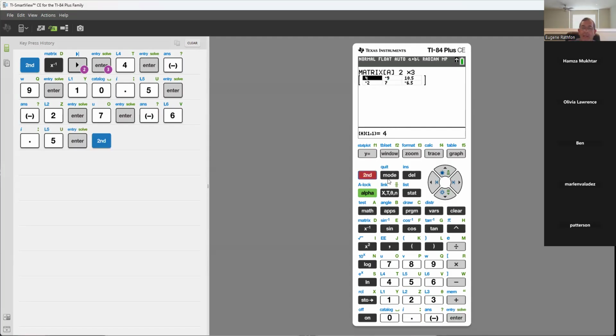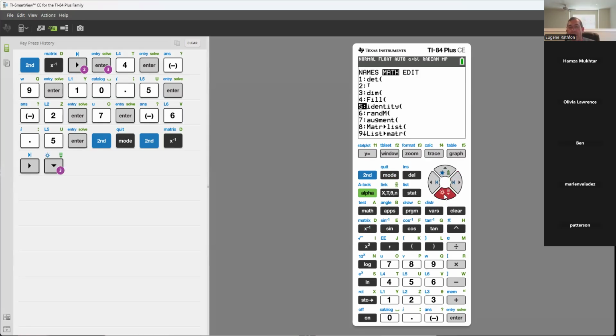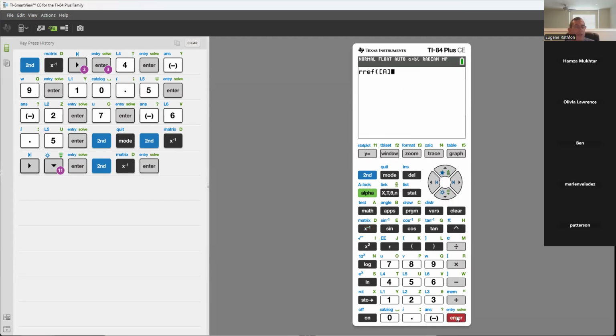So all the numbers are in. So quit the screen, second mode. Now we got to go get the RREF. So second, x negative 1, arrow to math. And then you just had to arrow down to, what was it, B? B for RREF, enter. And y'all go get the matrix. Second, x negative 1. So to do these, you're basically hitting that second x negative 1 3 times, okay? All right, enter on that, and then enter for our answer. And y'all, there we go. We had a 1.5 for x and a negative 0.5 for our y value.